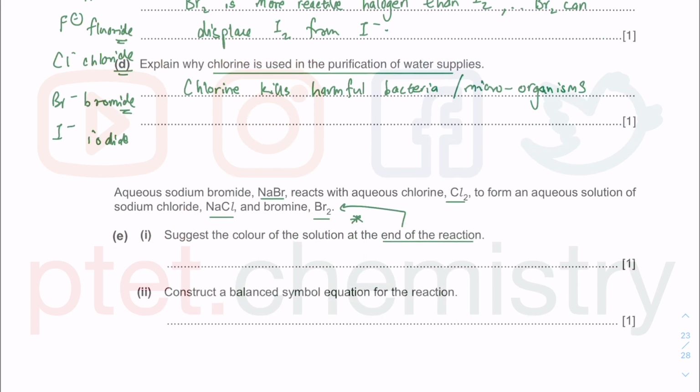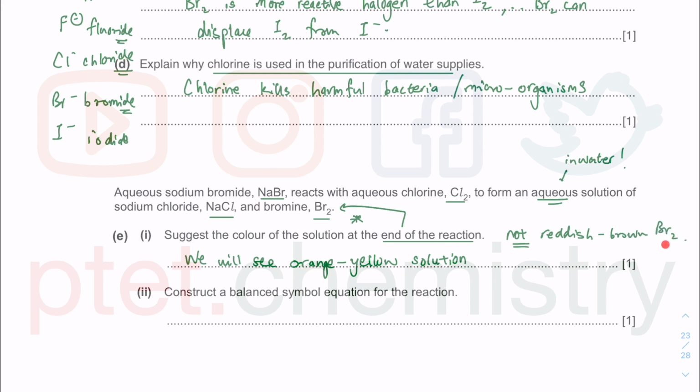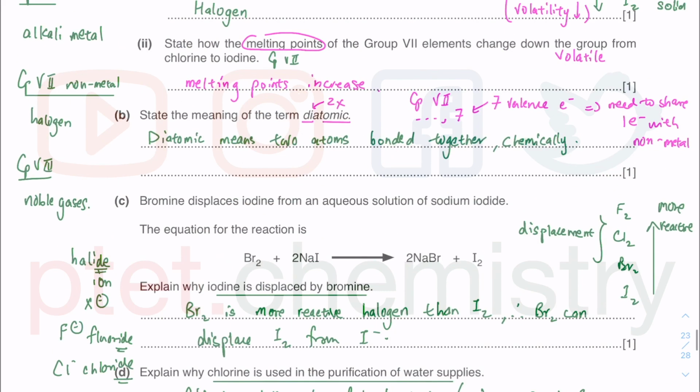So you will see an orange yellow solution. The fact that we see an orange yellow solution rather than reddish brown is because we have aqueous. Aqueous means in water. If you have pure halogen, if you have pure Br2, you will get reddish brown. Br2 is a reddish brown liquid at room temperature and pressure.